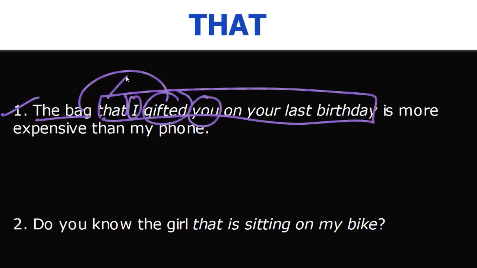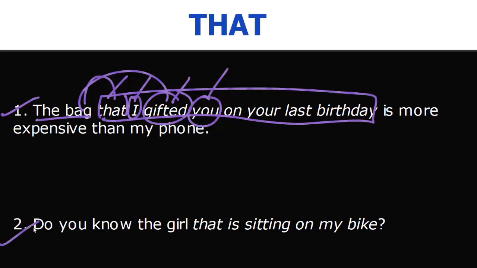So that is the relative pronoun, right? I is the subject, gifted is the verb, you is the object, right? The bag that I gifted you on your last birthday is more expensive than my phone. So it's referring to a thing, giving essential information and working as the object of the verb gifted, right? Working as the direct object.